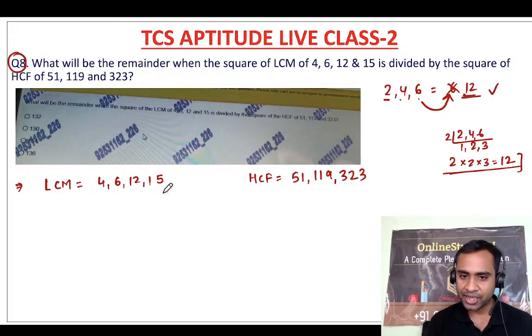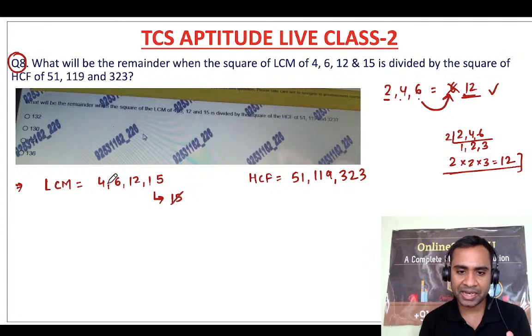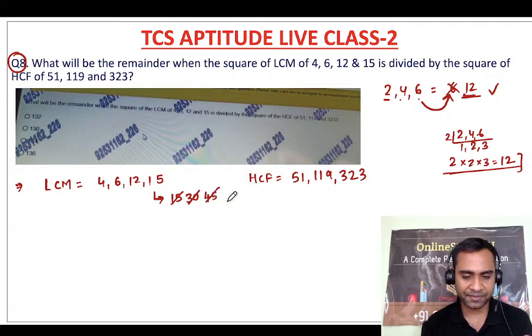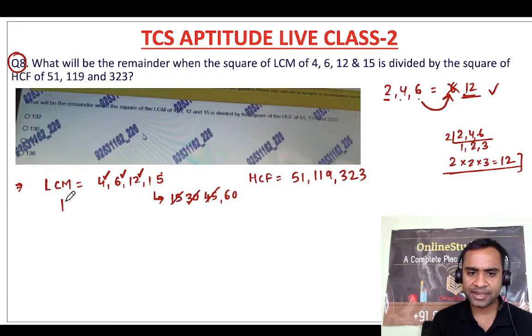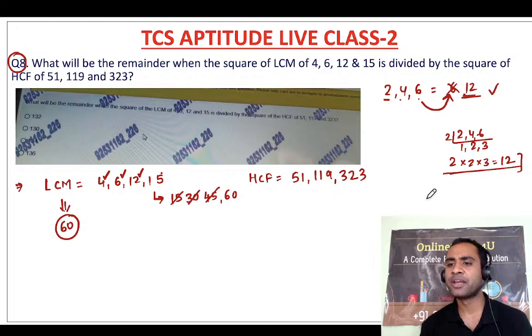Same thing here: we will start with a multiple of 15, because 15 is the biggest number. Is 15 divisible by 4? No. Then the next multiple of 15 is 30. Is 30 divisible by 4? No. Next multiple of 15 is 45. Is 45 divisible by 4? No. Then 60. Is 60 divisible by 4? Yes. By 6? Yes. By 12? Yes. And 60 is a multiple of 15. So now my LCM will become 60. Clear?